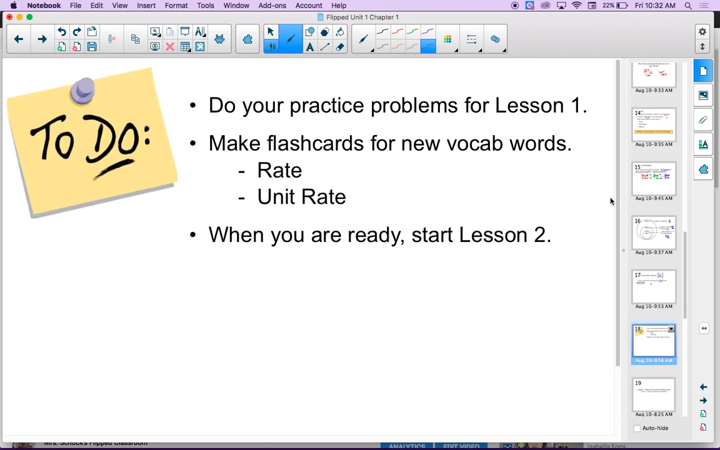All right, your to-do list for this lesson, I want you to do your practice problems for lesson 1. Make flashcards for your new vocab words. Those words are rate and unit rate. And when you are ready, you can start lesson 2.